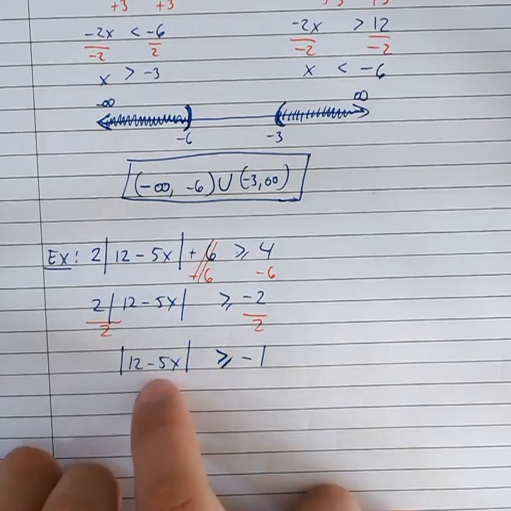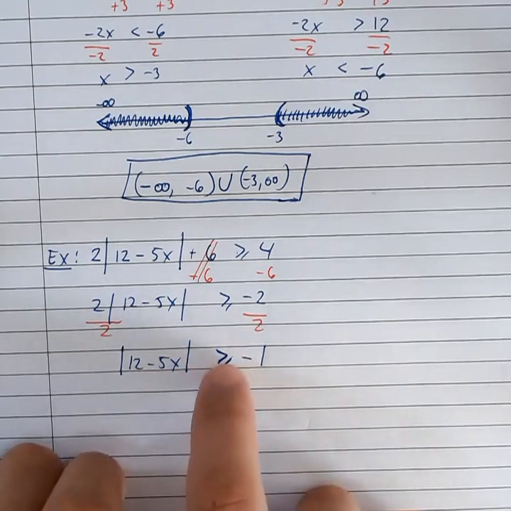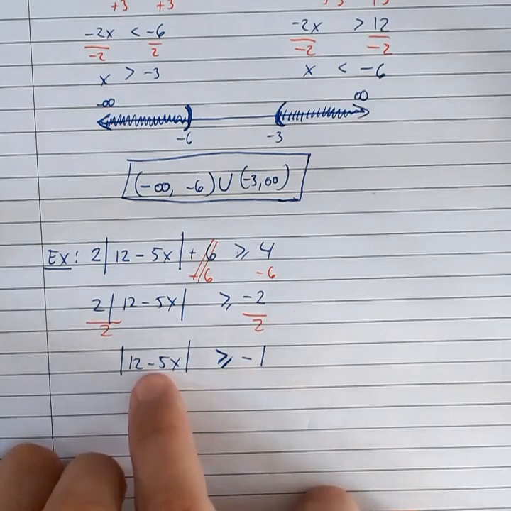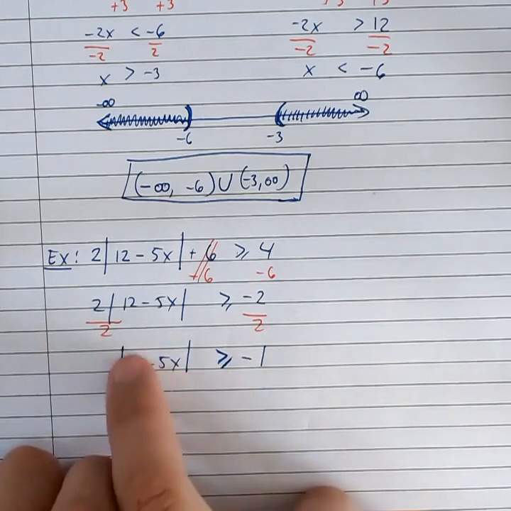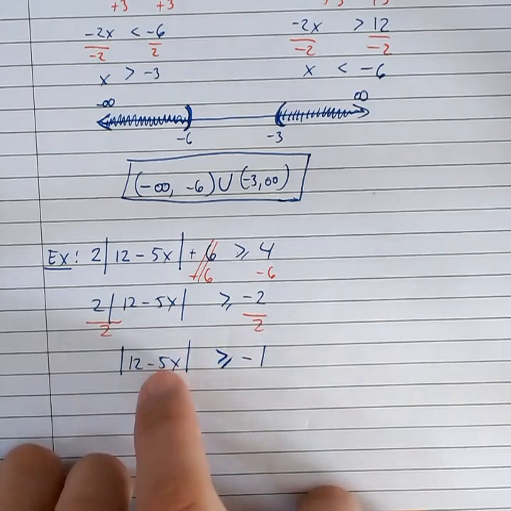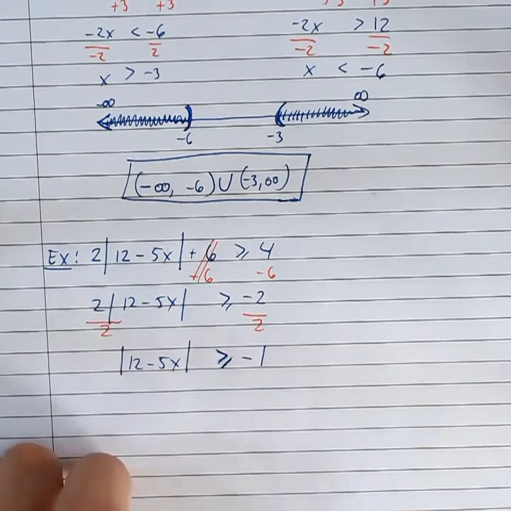In other words, it's a positive number. Here, what this question is really saying is, what positive numbers are greater than -1? Well, all of them. Every positive number. This is going to be some positive number. Well, it doesn't matter what positive number it is. Positive numbers are always greater than or equal to -1.